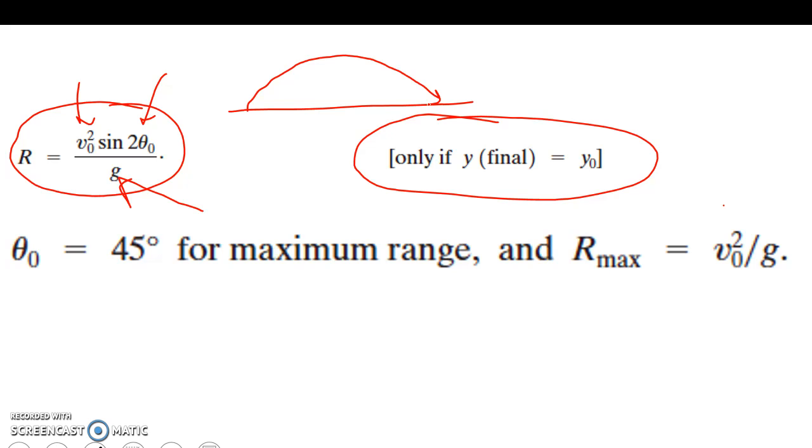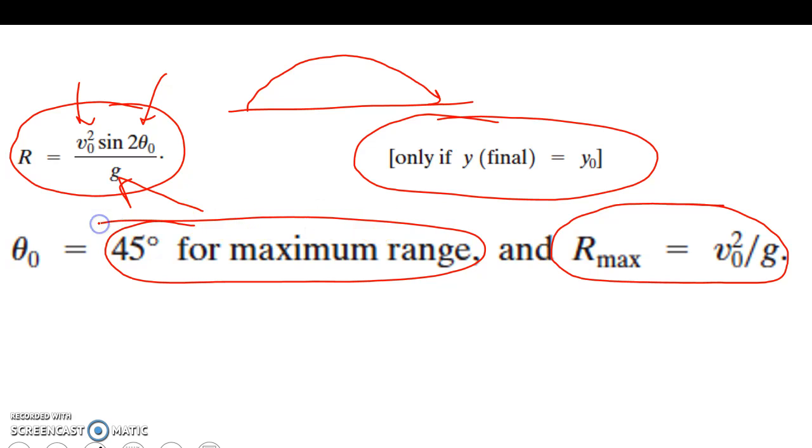Obviously, if you want to find your max range without wind resistance, 45 degrees gives the max range. You just take initial velocity squared over g, and that will tell you your max range. Though these aren't on the AP test or on the AP sheet, they're good equations to use for quick calculations. You could use the others. This is just a quick way to do them.